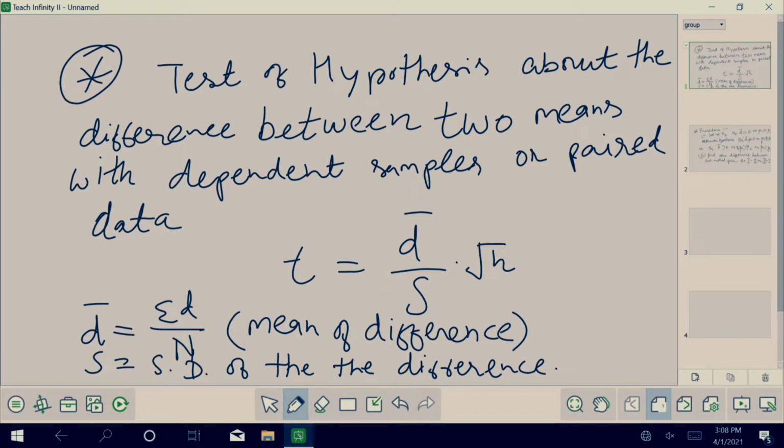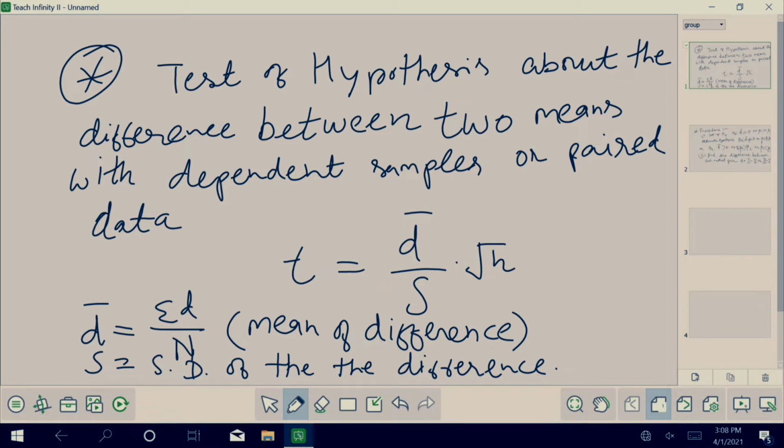In a similar manner, there may be another example, like you can give students some special coaching and you can check whether there is any significant difference from that coaching or special class on the marks of the students. In this kind of data, we have to use this t-test, and this is also called paired t-test. So let us do the t-test: test of hypothesis about the difference between two means with dependent sample or paired data.